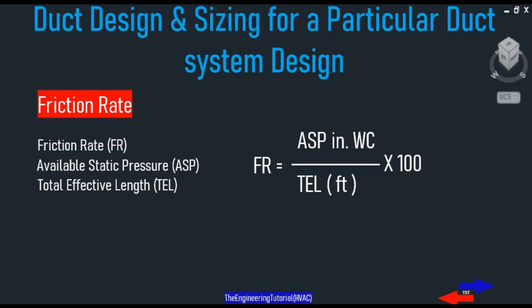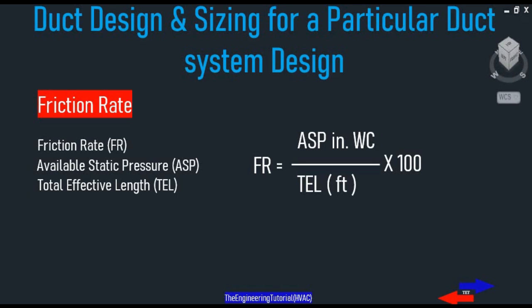Friction loss in a duct is the pressure drop resulting from the air contacting the inside surface of a duct. In duct design, friction loss is usually expressed in inches of water column per 100 feet of duct. The friction rate for a duct system is the friction loss or pressure drop along the total effective length that results in a pressure drop equal to the available static pressure.